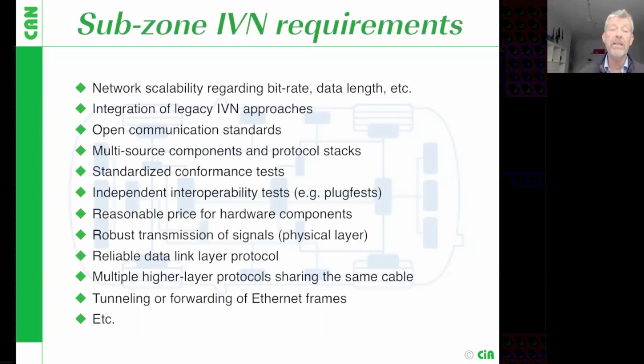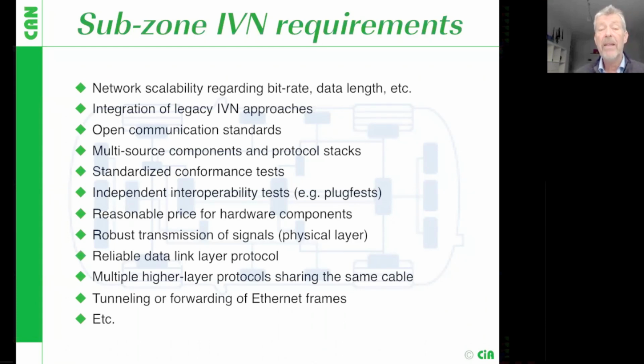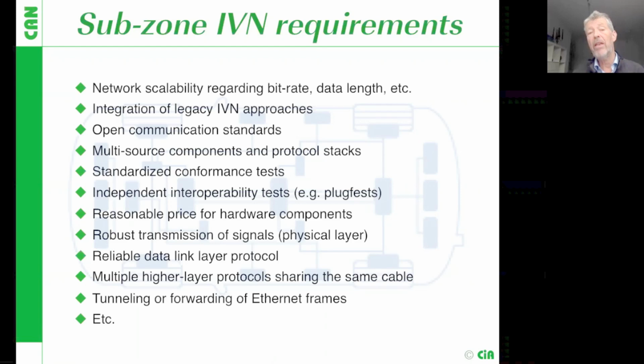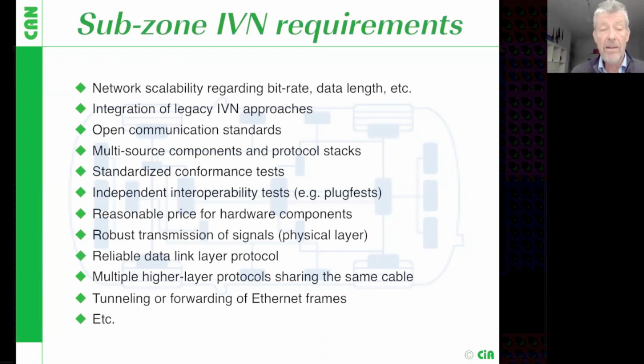Another requirement is the integration of legacy in-vehicle network approaches. So nobody will substitute all of today's existing networks and communication systems in one shot. This means we need something where we can migrate easily from today's architecture to the future architecture, which is by theory the zonal architecture, but it may be that there are some hybrid systems in the intermediate time.